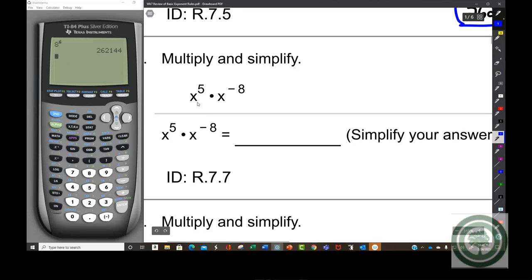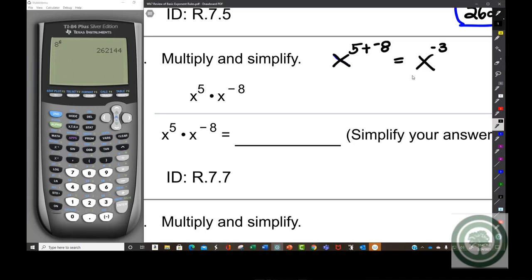Here we have x to the fifth times x to the negative eighth. That makes x the base. And when I multiply like bases, I add the exponents. So my answer will be x to the negative 3.